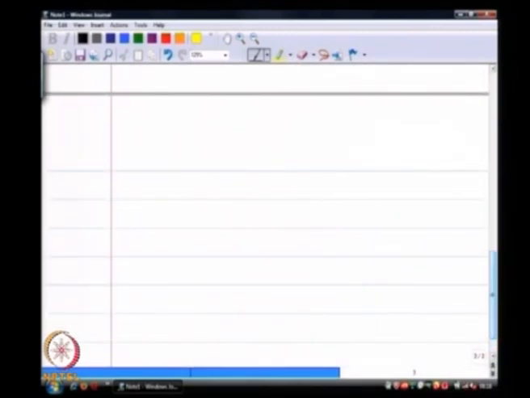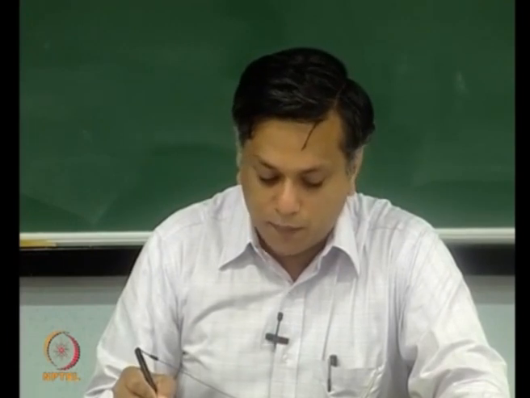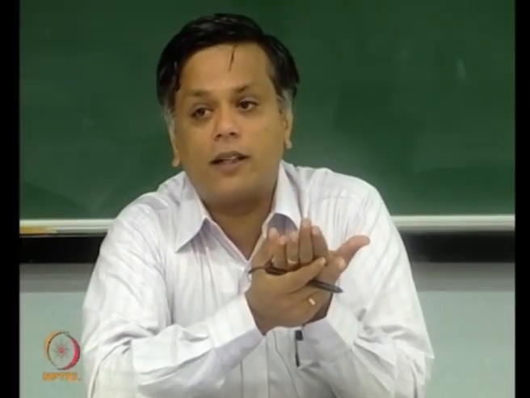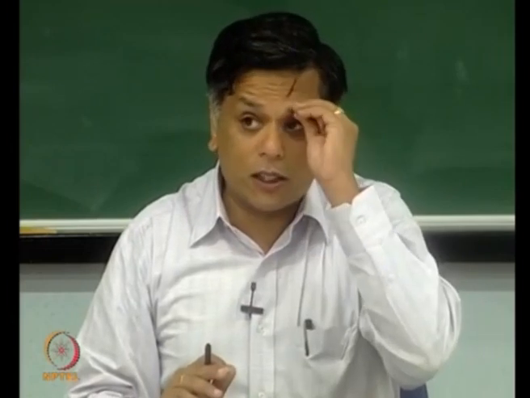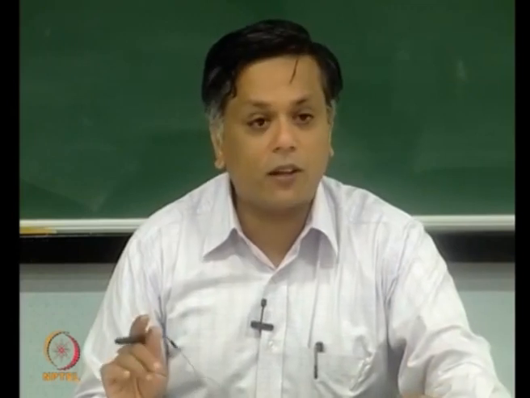So, the moment I have made this, I have defined this multivariate probability density function f with r, v and x as the independent coordinates. So, this is in 7 coordinates and time as being a parameter. So, I can define an instantaneous probability density function. At this current instant of time, if I gather all the drops that are in the spatial location x to x plus dx and parse them into radius bins and velocity bins, this gives me the multivariate probability density function.